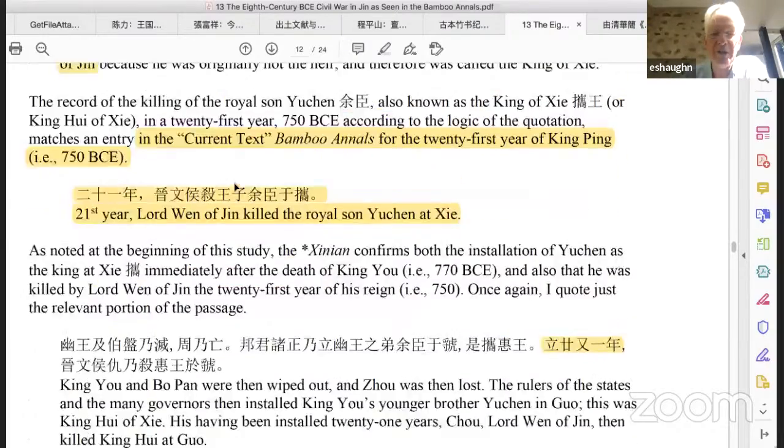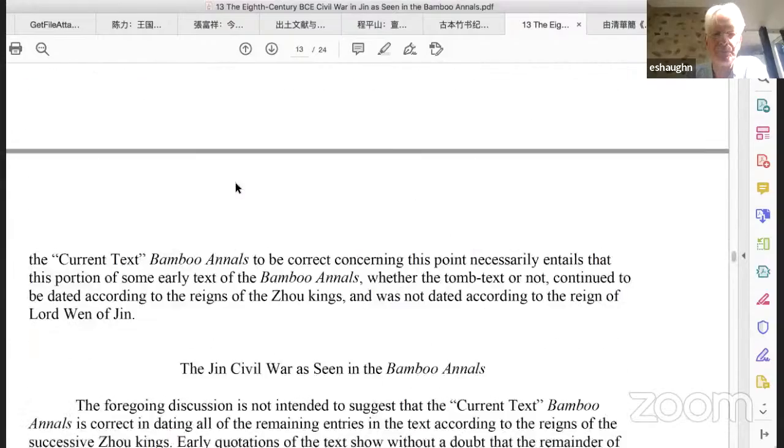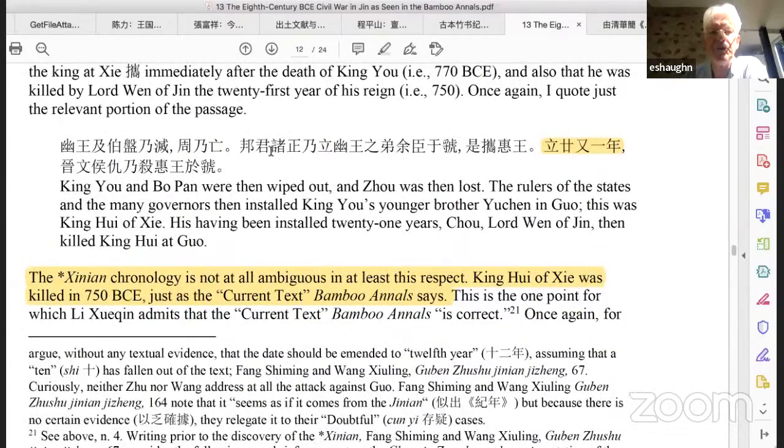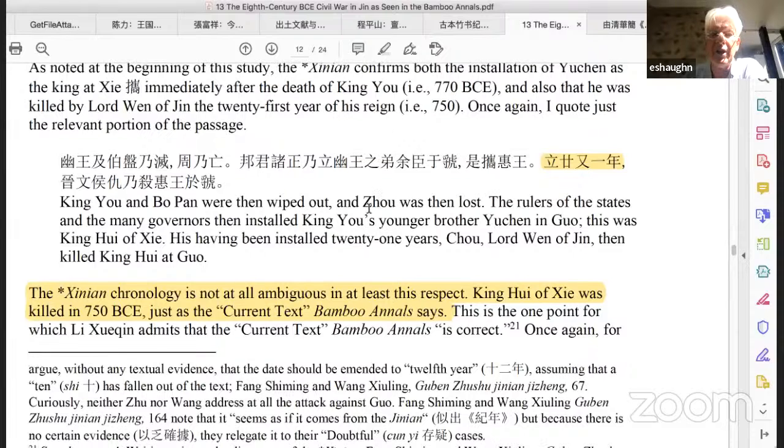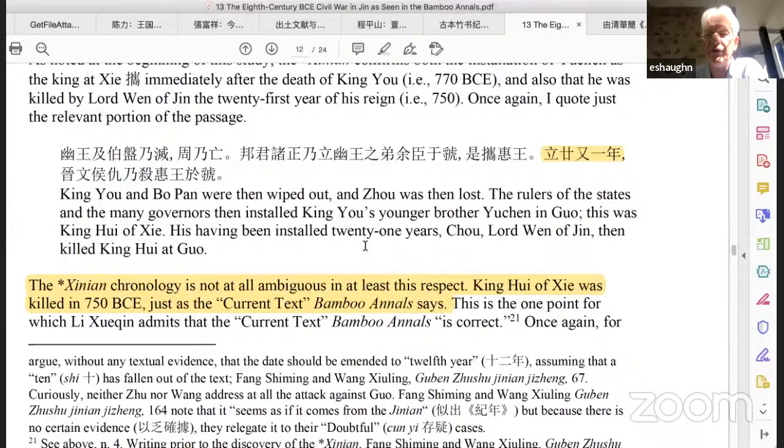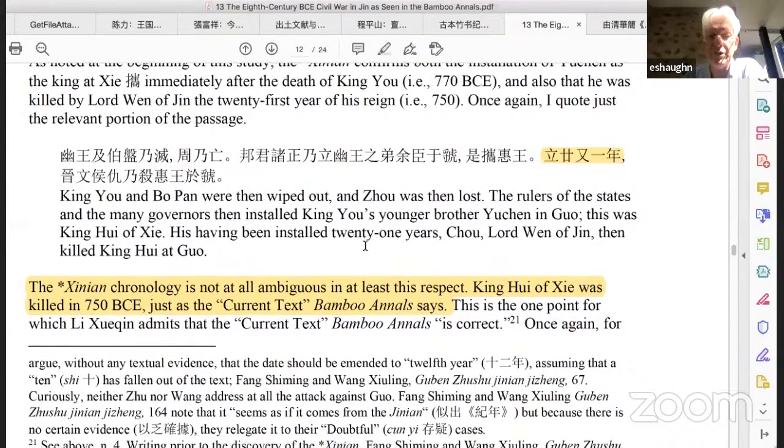On the other hand, the Xinian has shown us without any doubt that this 21年 ought to be Xie Huiwang 21年, that he was established when You Wang was killed, 771. So his first year would be 770, and his 21st year would be 750. So there's a 10-year gap there between what Wang Guowei and other scholars who follow Du Yu in saying that these entries are given in the reign of Jin Wen Hou, and what the Xinian says. The Xinian is absolutely unambiguous in this respect. It says that Xie Huiwang was killed in 750 BC.